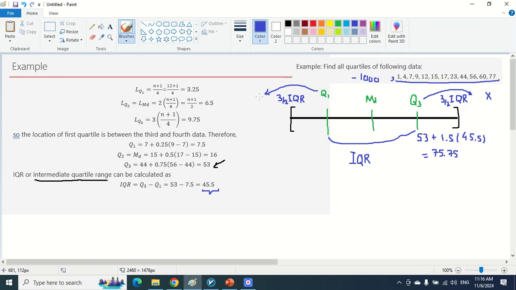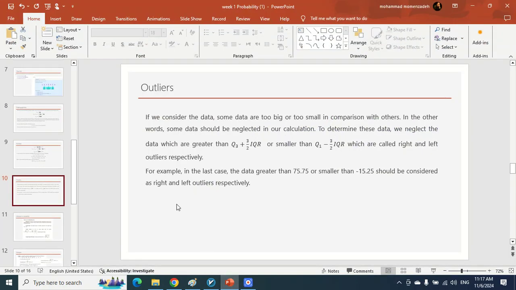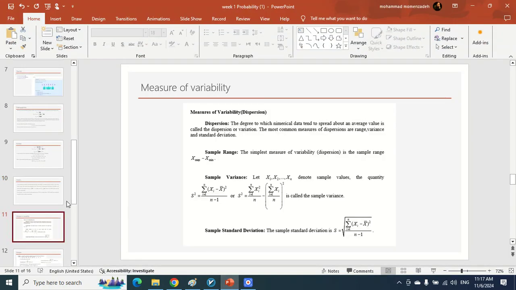Also, if the data is smaller than Q1 minus 3/2 of the IQR, where the IQR is given by 45.5, then I should neglect the number which is smaller than that value, and this determines the outliers of the given values, as I said over there.